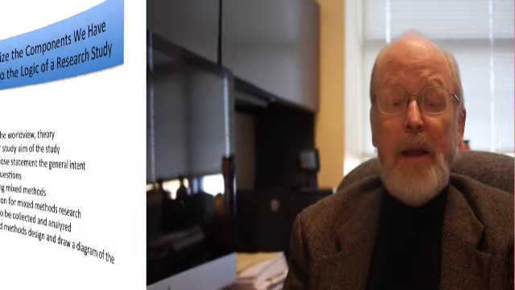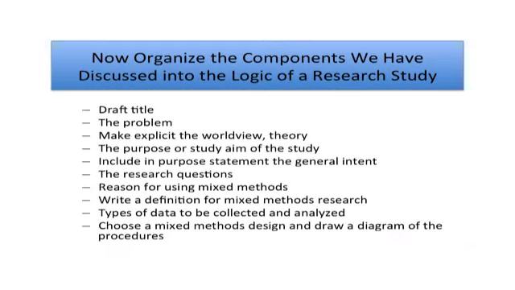So we've gone through 10 steps now. And what I'm going to do now is to reorder those steps in the way that you might see a research project plan put together. It's going to start, of course, with a title, and then move to the research problem, and then discuss the worldview or the theory that frames the project, the purpose statement or study aim, and then narrows from the study aim and the general intent that you're trying to accomplish, to the research questions.